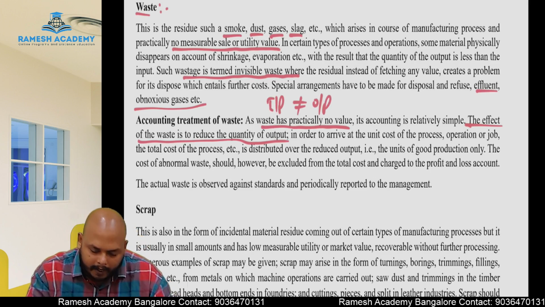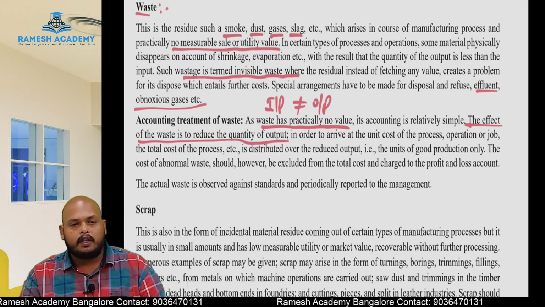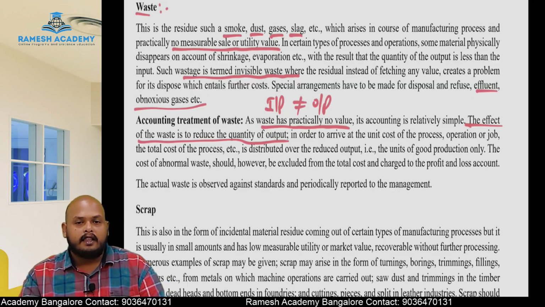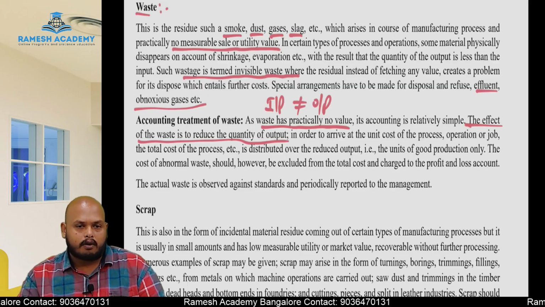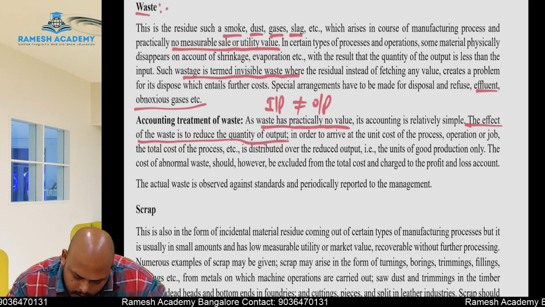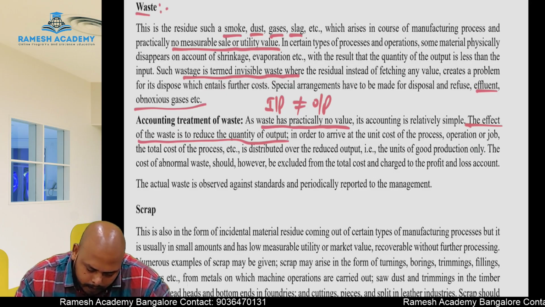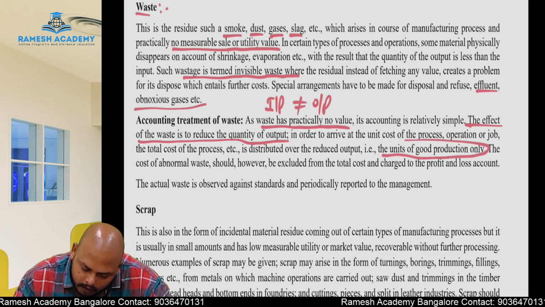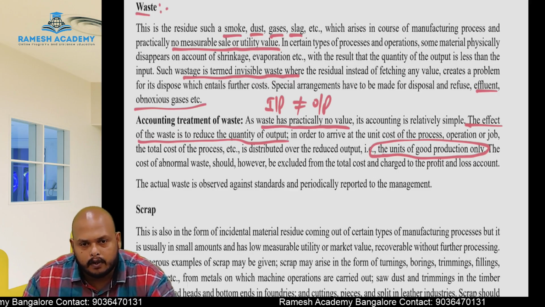Input will not equal output here. When the input is not equal to output, the difference in weight, whatever it is, the difference in cost is absorbed by the good units. In order to arrive at the unit cost of the process, operation, or job, the total cost of the process is distributed over the reduced units of good operation only. Whatever the waste is there, that waste we have to absorb into the good units.